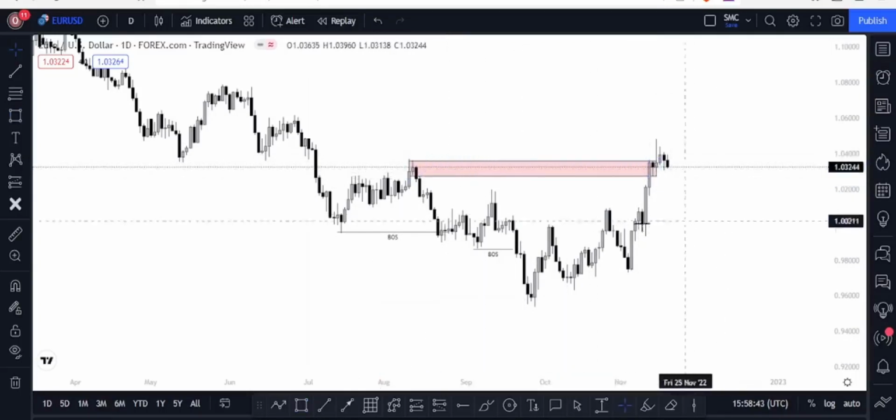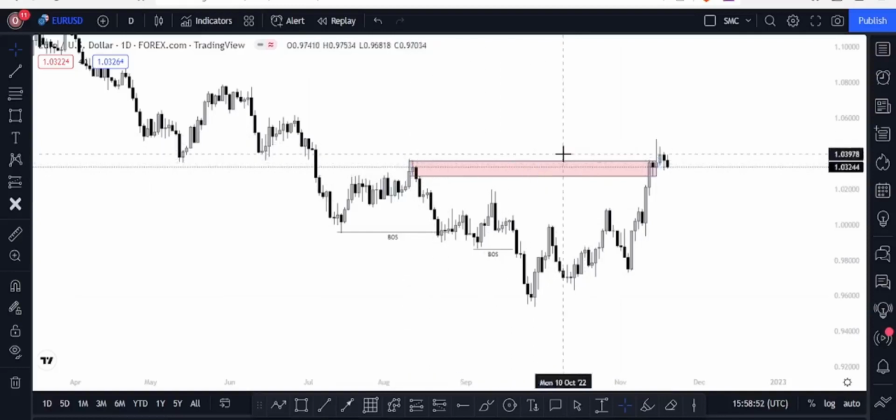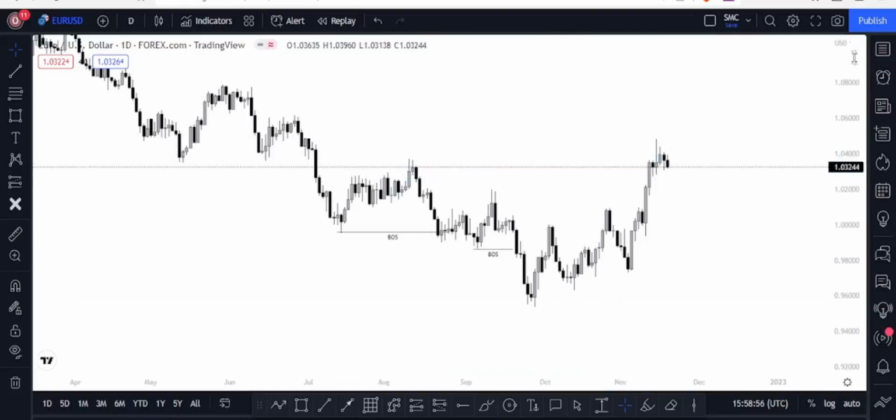But look at what price did. Price came, took them out of the market. Why does that happen again? Because liquidity rests above. If you do not understand the concept of liquidity properly, you will find yourself always being on the wrong side of the market.